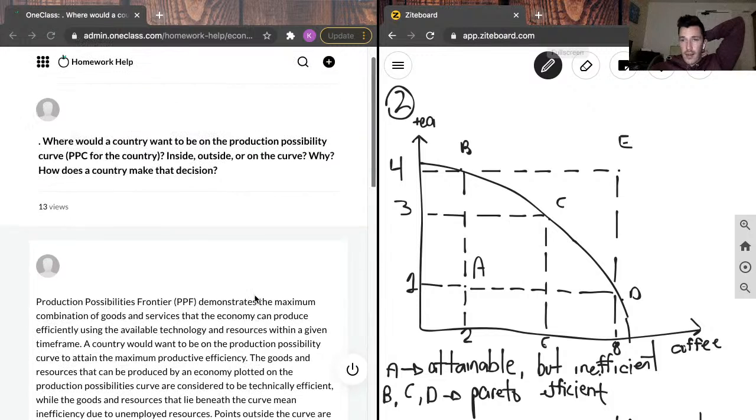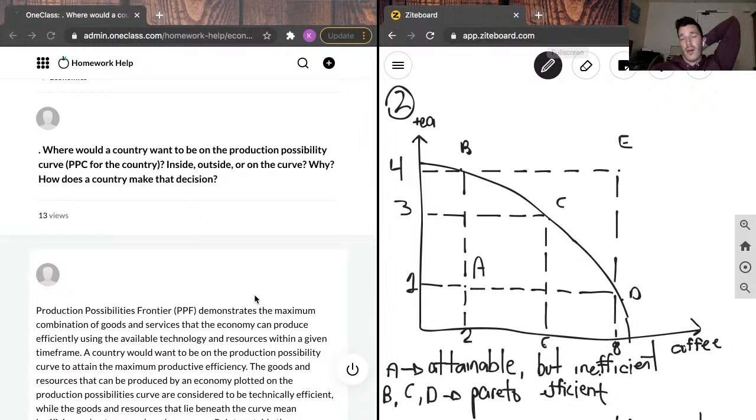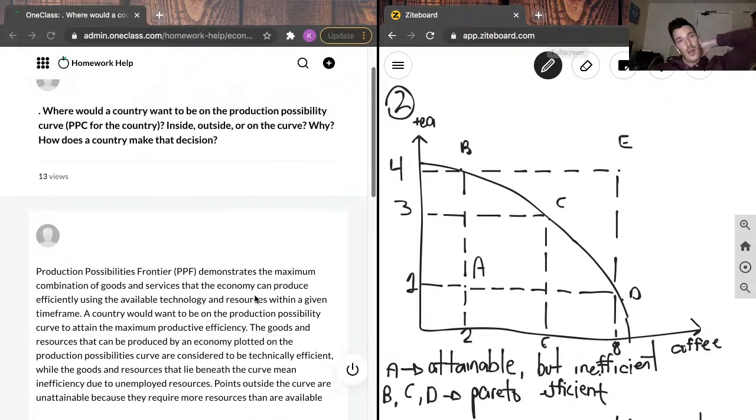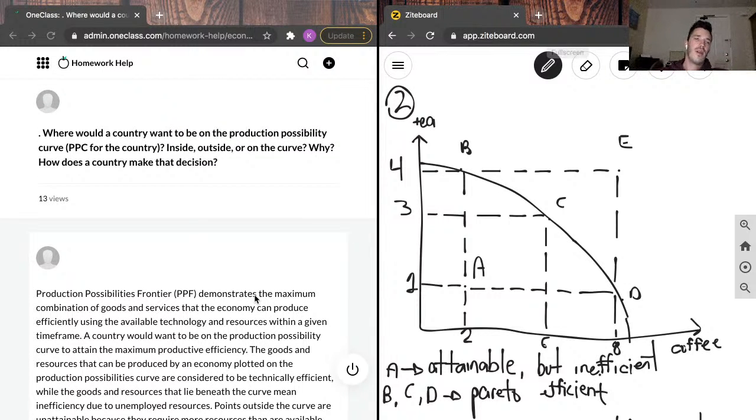So that's a quick lesson on how the production possibilities frontier or the production possibilities curve works. To get back to the question read, where would a country want to be on the production possibility curve? Inside, outside, or on the curve? Why? And how does a country make that decision? Junior tutor.